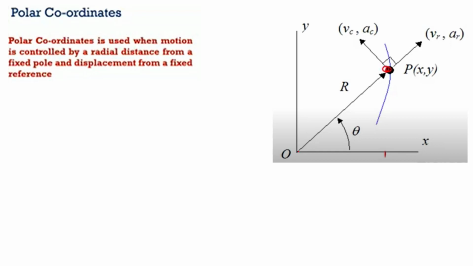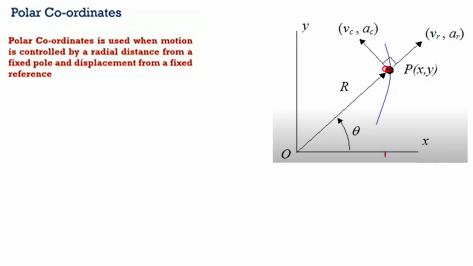Now, the next one is the polar coordinates. Here we will consider a fixed point or a fixed pole O and a fixed reference. It can be the x-axis or it can be the y-axis. Now, this shows the path of the particle and P is the particle.